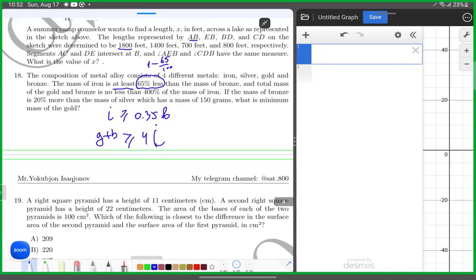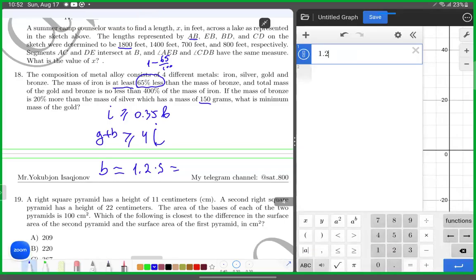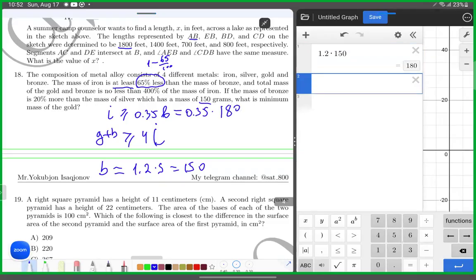Convert the percentage to numbers for the iron. Bronze is 20% more, which is 1.2 times silver, and silver has a mass of 150. I can calculate 1.2 times 150, which is 180. Okay, guys, now I know the mass of bronze, it is 180. Now I can calculate 0.35 times 180, which gives me the minimum mass of the iron.